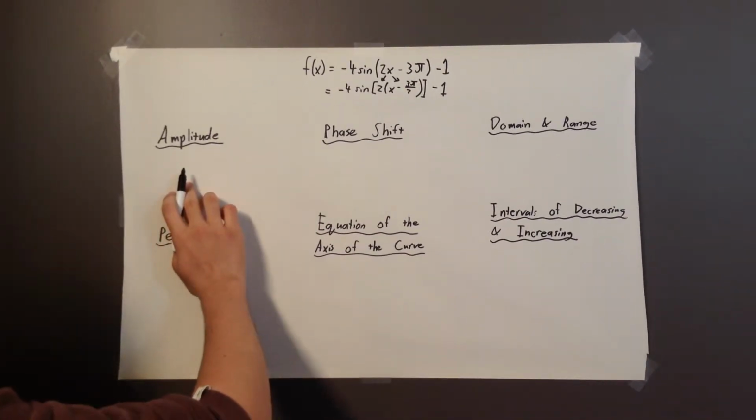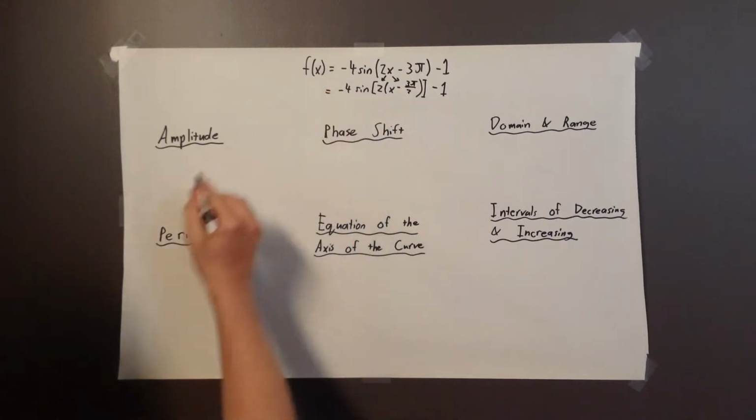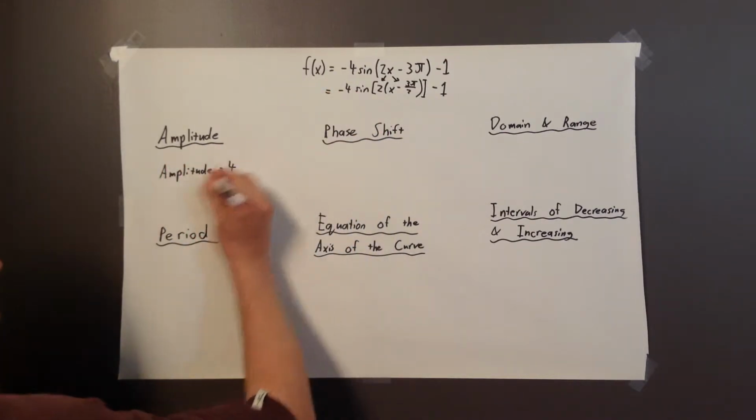First, we'll look for the amplitude. The amplitude can be found by looking at the absolute a value of the function equation, which is 4.